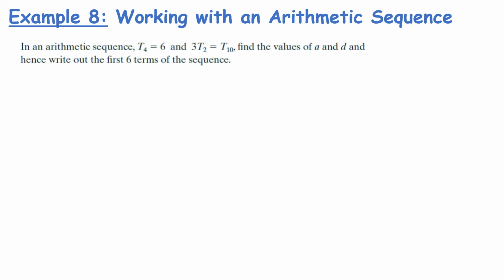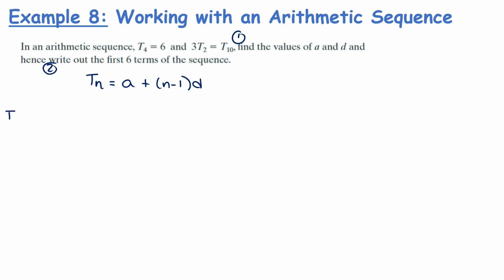Example 8. So in an arithmetic sequence, T4 is equal to 6 and 3 times T2 is equal to T10. Find the values of A and D, so that's the first thing, and hence, second thing, write out the first 6 terms of the sequence. So I'm going to write my Tn using the formula that we have on page 22 of our log tables, and that is A plus n minus 1 times D. The reason I'm doing that is because I don't know A and I don't know D. That's what they're actually asking me to find out.